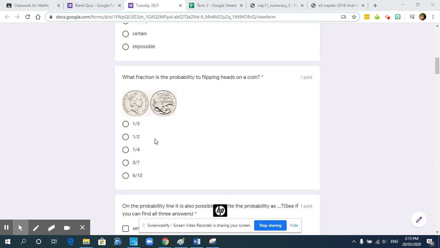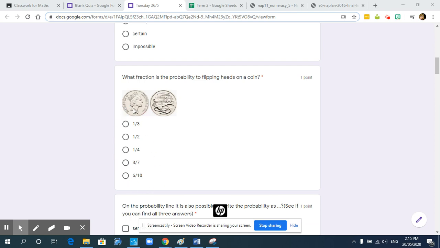In the video, they used American money, but I've given you an Australian example here of a coin toss for heads and tails. What fraction is the possibility of flipping heads on a coin? Is it 1/3, half, 1/4, 3/7, or 6/10?